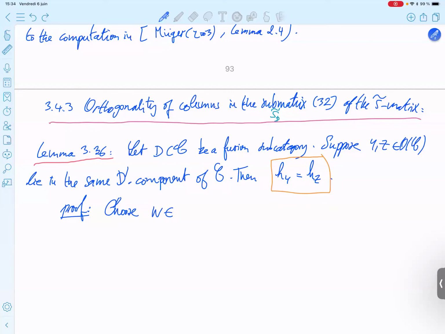Say, an element in the centralizer. Maybe we need to take it. Maybe not. We may not need to take it simple. So they lie in the same component. So we know by definition of the equivalence class that there is such an element so that Y is a subobject of the tensor W.